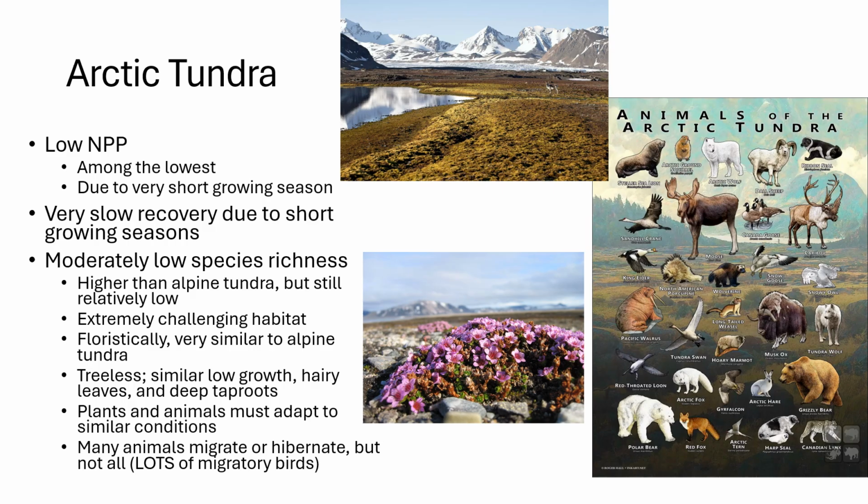Very slow recovery due to that short growing season, very similar to the alpine tundra, very floristically similar to the alpine tundra as well. You have a lot of plants whose home base, let's say, their central range, is in the Arctic tundra, but then they extend south along the mountain peaks into areas like the Rocky Mountains of Colorado, where we share some of the same plants as those found in northern Alaska, just in the high alpine tundra of our mountains. So floristically, very similar to the Arctic tundra, or sorry, the alpine tundra.